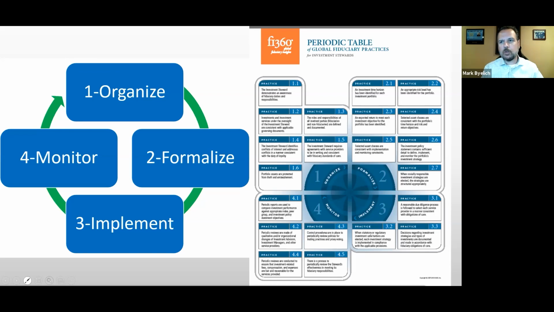I'm not going to read through all 21 of those, but if you want a copy of that periodic table, I can send it to you. Just send me an email. I'm not going to send you the entire book just because you asked for it. If you have a need and you want to schedule an appointment, I'm happy to do that. But let's talk about this: organize, formalize, implement, and monitor. So what the heck does that mean?